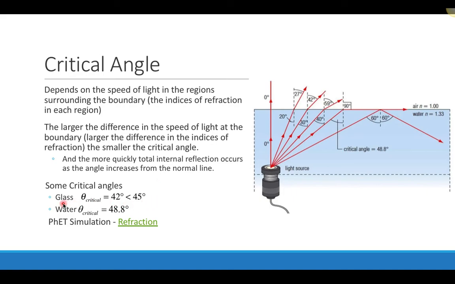So we found that for glass, the critical angle was a little bit greater than 40. For water, we saw that it was right around 48, and so we've already sort of looked at that, and we can see how those change.